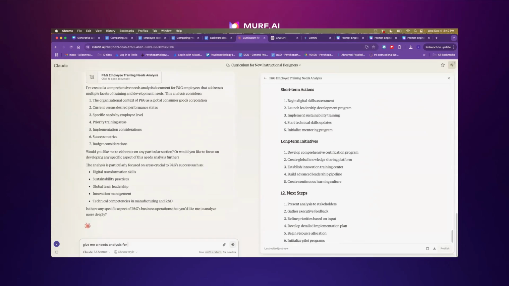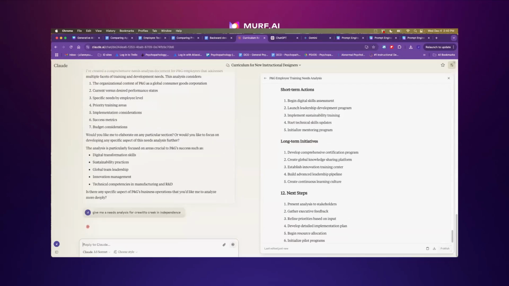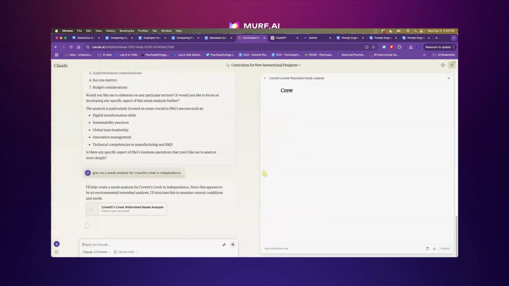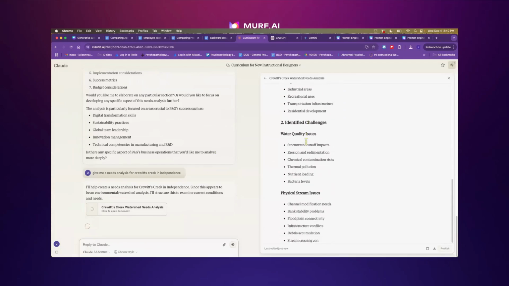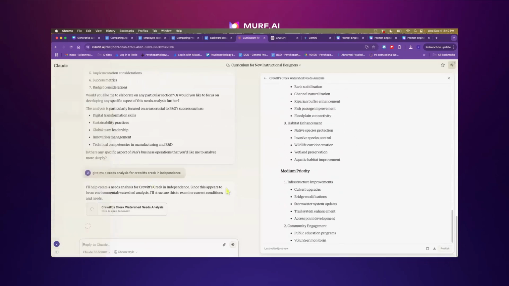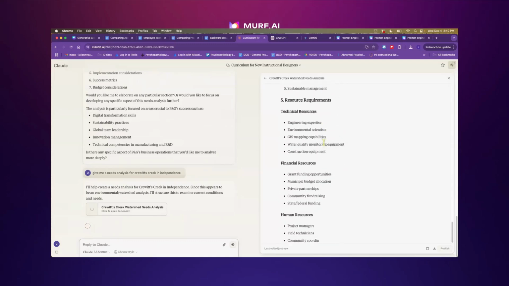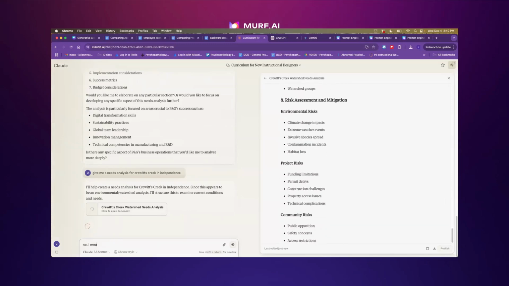I'm trying to think of what. Okay, so it's going to structure it like a normal needs analysis, but oh, it actually thinks it's a creek. Very literal. It's asking about wetlands and things like that. Crude's Creek is just the name of the restaurant. So like I said at the beginning, it's a very literal partner. I'm going to have to go back and say, no, I meant the restaurant.